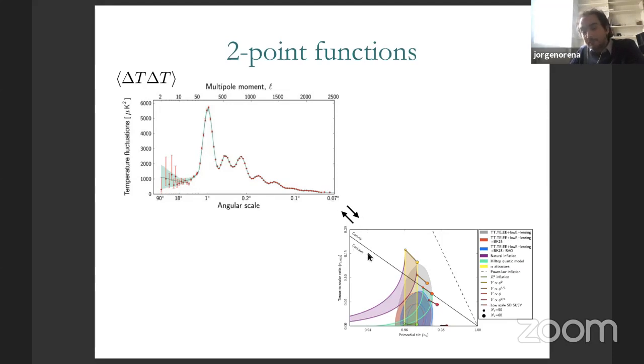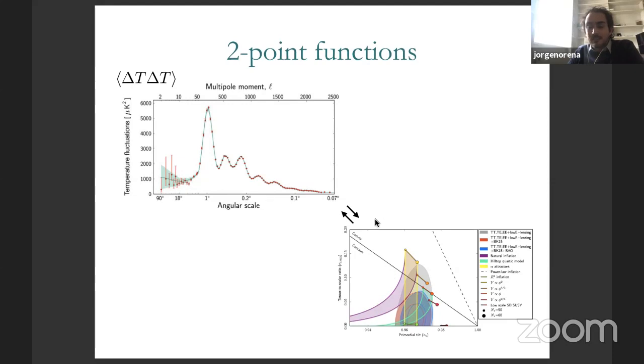In particular, this plot is also famous. It has been used to put constraints on possible models of inflation. So we have learned a lot from the two-point correlation function. But there is more information.